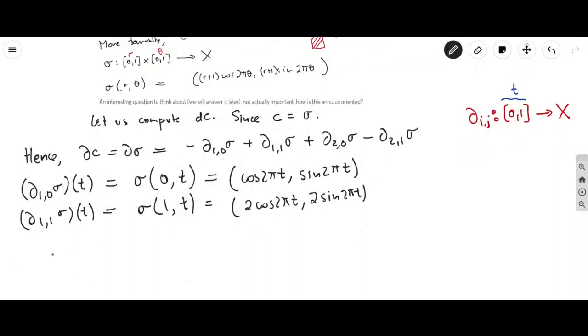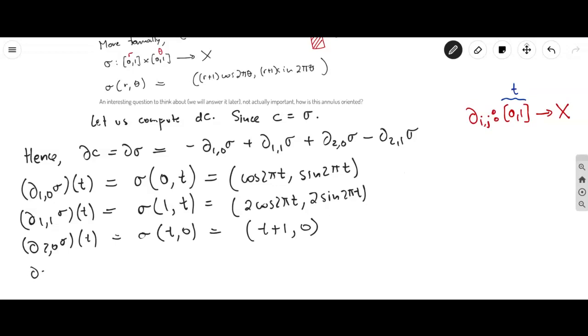The other two are going to be a little bit more interesting. So which one are we missing? We're missing 2 comma, let's say 2 comma 0. So here we set the second coordinate to be 0. And now if you set the second coordinate to be 0, sine goes away, and this is just cosine of 0, which is 1, and we end up with just t plus 1 comma 0.